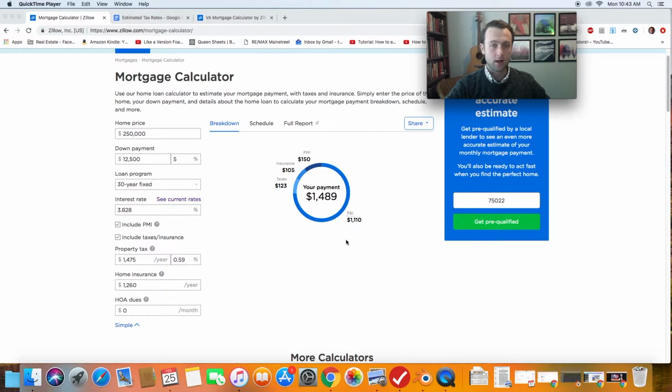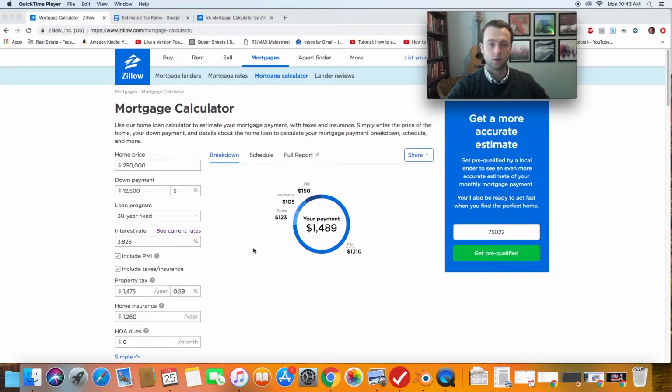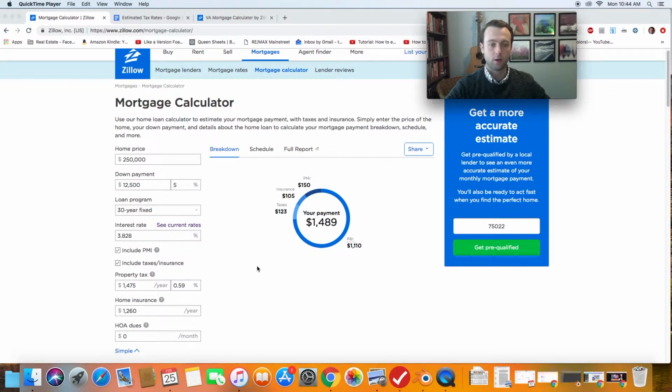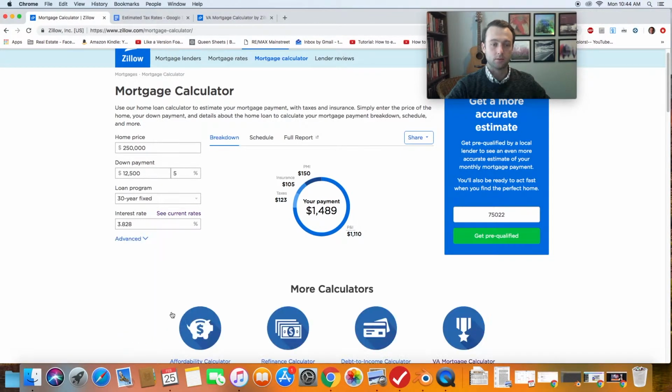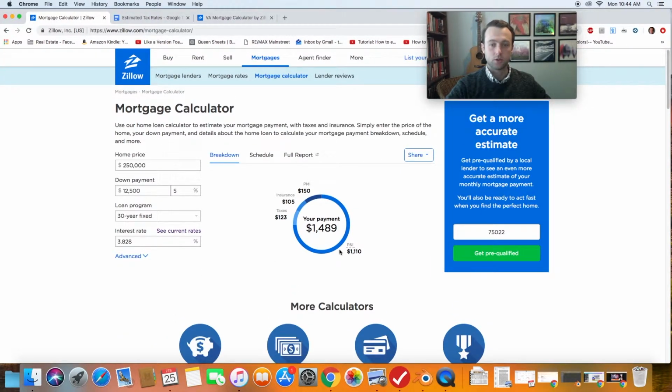So jumping right in, this is just Zillow's mortgage calculator. I just Googled Zillow mortgage calculator, pulled it up, and this is how it auto-populates. As you can see, this is the full mortgage payment, and then it's broken up into 4 different sections. This is private mortgage insurance, this is home insurance, this is property taxes, and this is P&I, or principal and interest. As we play with numbers over here, numbers within here will change, and your mortgage payment will go up and down based on those numbers.